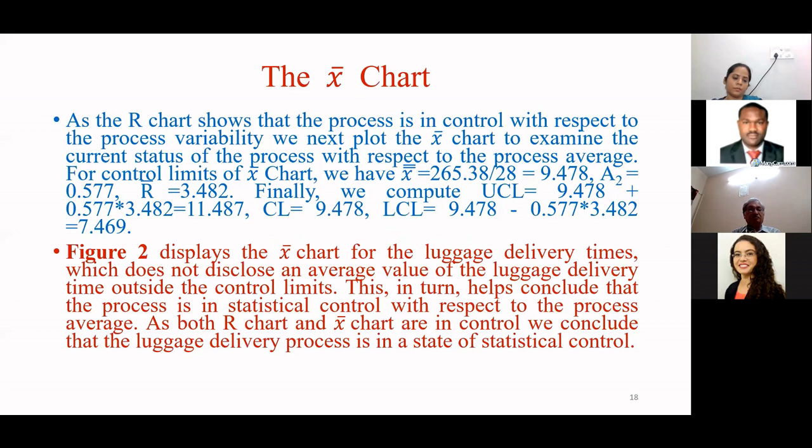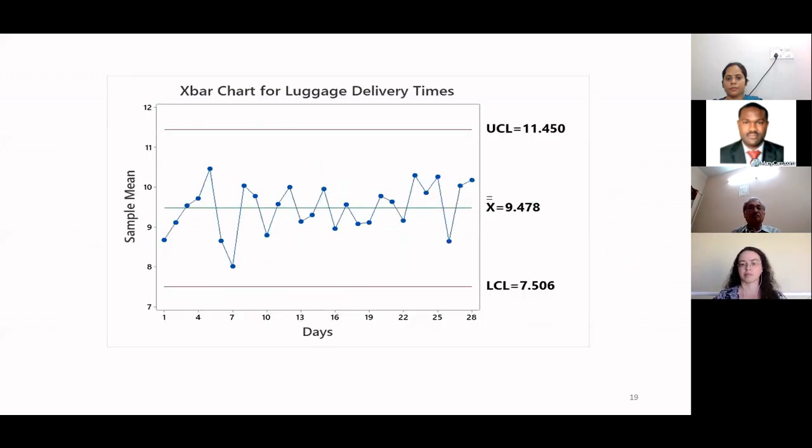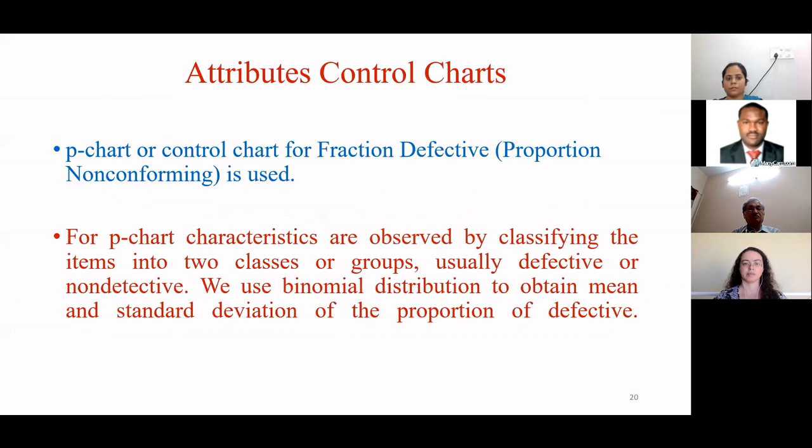outside the control limits. This in turn helps conclude that the process is in statistical control with respect to the process average. As both the R chart and X bar chart are in control, we conclude that the luggage delivery process is in a state of statistical control. This is the graph for the X bar chart. We find that no value exceeds UCL or falls below LCL, so the process is under control.